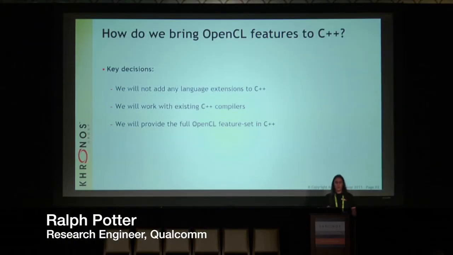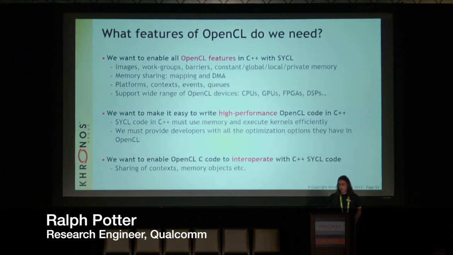The second one is the decision to provide the full OpenCL feature set. It should be possible in SYCL to do everything that is possible in OpenCL 1.2. If it's not, we failed somewhere. And as far as I know, it's absolutely possible to do all of it. So I guess that answers the question of what features of OpenCL we need. The real answer is all of them. Everything you would expect from OpenCL has a representation in SYCL somewhere.